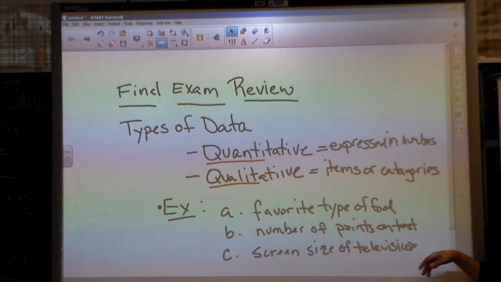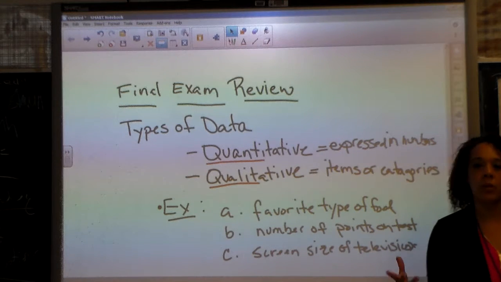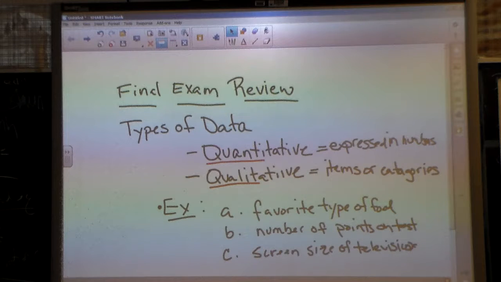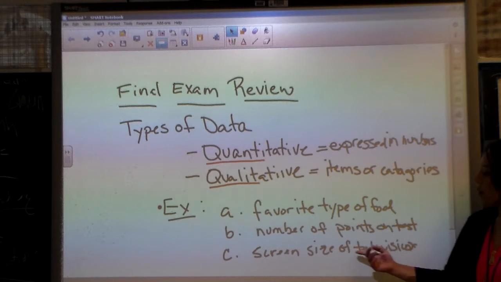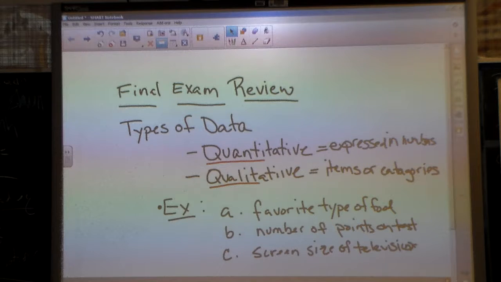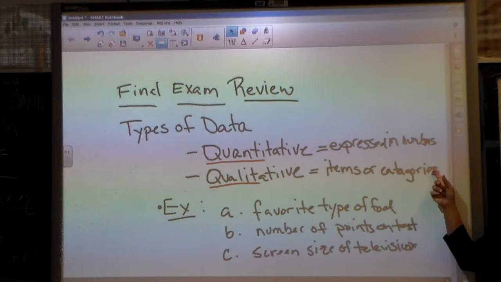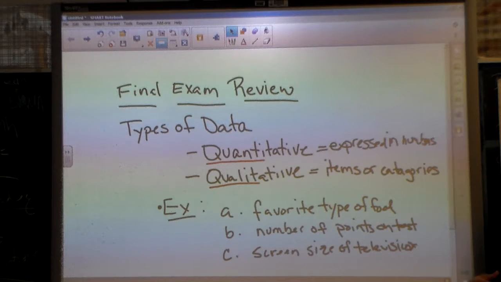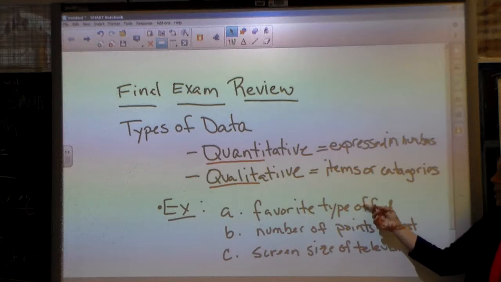And then for letter C, the screen size of televisions. Well, the way televisions are sold, it'll be like, oh, we got a 72-inch TV, we got a 56-inch TV, we got a 48-inch TV. So those inches are expressed in numbers, so that's also going to be quantitative. So those are a few examples of items that you'll see on your test.